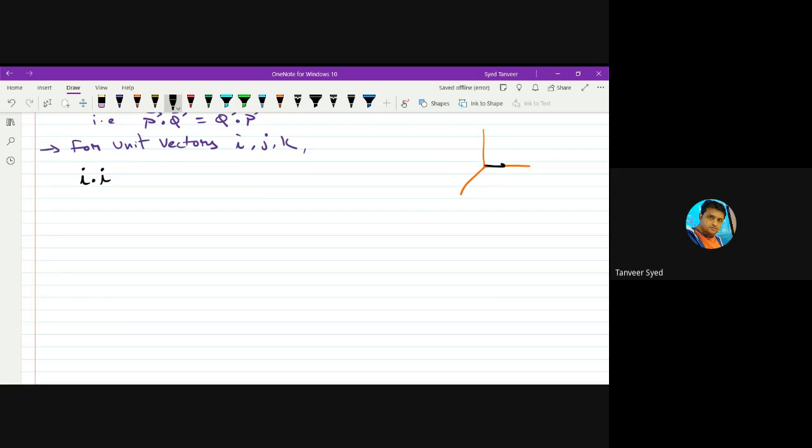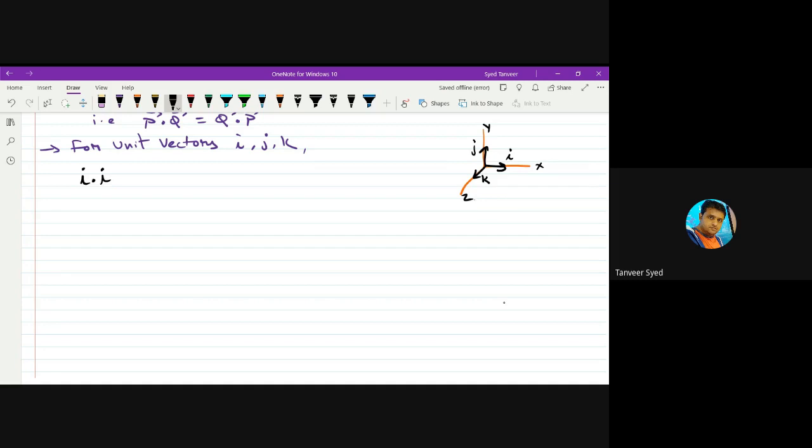I is the unit vector along the x direction, J is the unit vector along the y direction, and K is the unit vector along the z direction. I, J, K are unit vectors along the x, y, and z directions.